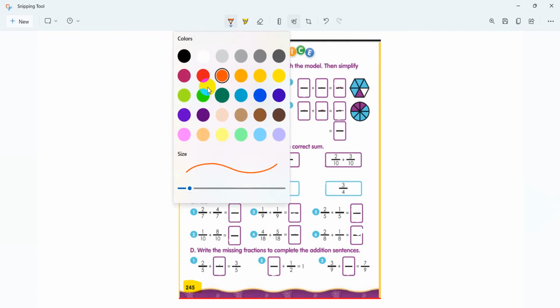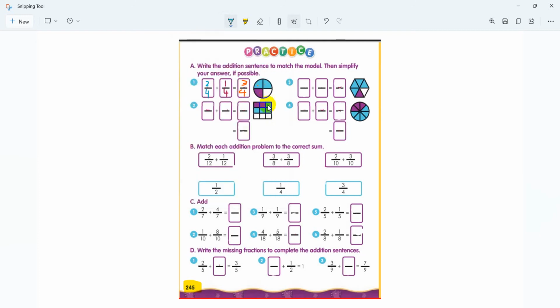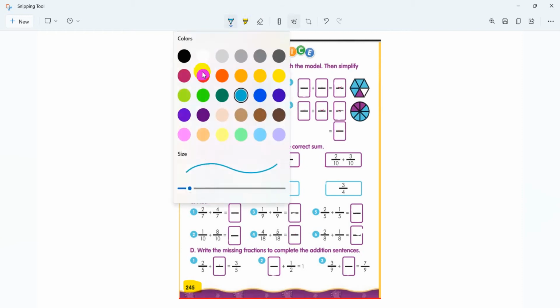Number 2, it's very easy now. We can write it's 4 out of 9, and in purple you can find there are 2 out of 9.